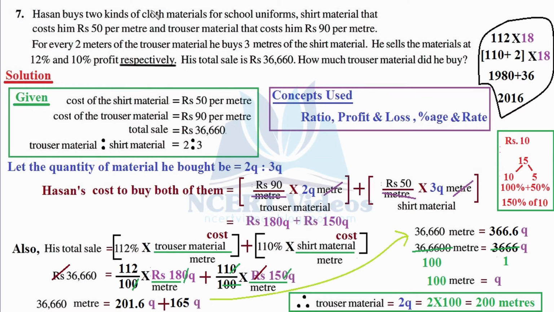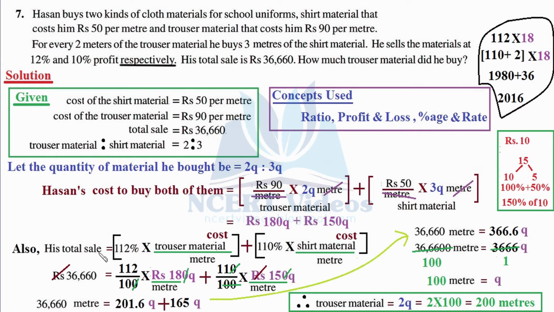That's why this question is a little bit tangled. This question is a perfect example that you have to keep your attention on each minute detail. So with this, 12% of profit is for trouser material and 10% of profit refers to shirt material. So we wrote the same.